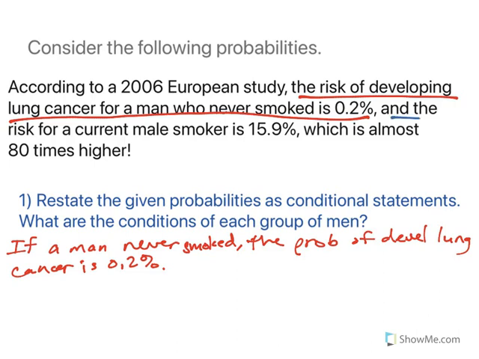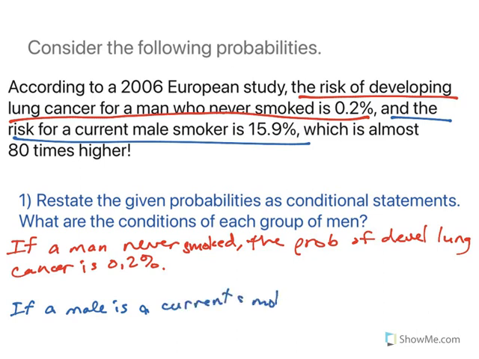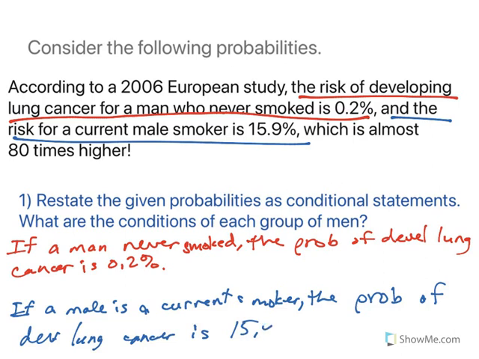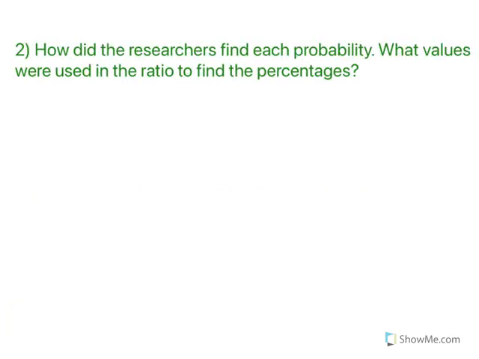The other one is the current male smoker. So now if a male is a current smoker, the probability of developing lung cancer is 15.9%. Because these are conditionals, you have the whole "if" idea. The conditional point is the idea of "if." If this is true, then that is true. An if-then statement is a conditional, in case you had forgotten.